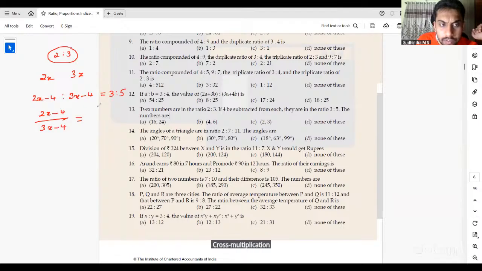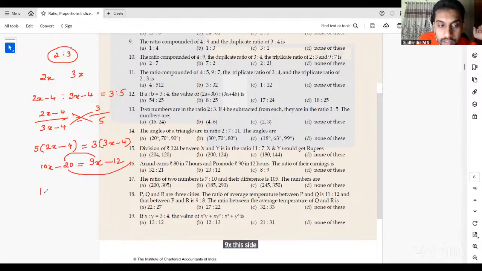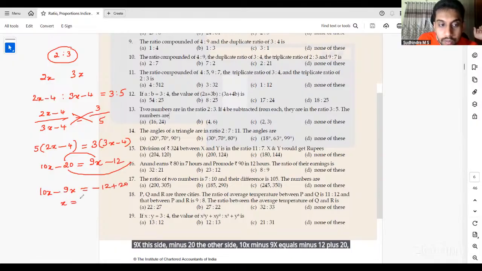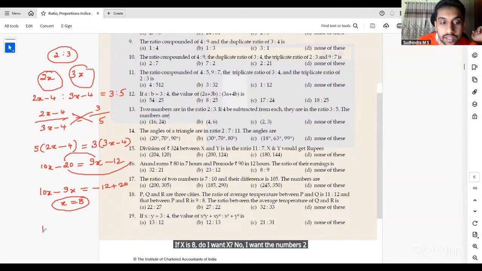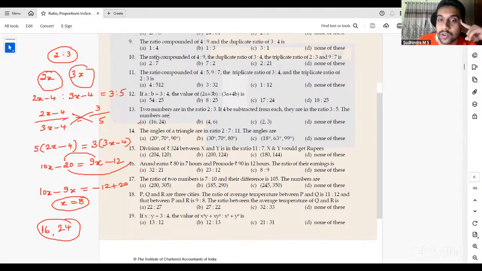Cross multiplication is what we are supposed to do. 5 into (2x minus 4) equals 3 into (3x minus 4). 10x minus 20 equals 9x minus 12. 9x this side, minus 20 the other side. 10x minus 9x equals minus 12 plus 20. x is equal to 8. If x is 8, do I want x? No, I want the numbers 2x and 3x, 16 and 24. 16 and 24 are the answers. Are we clear? Okay, sir. Yes, sir.